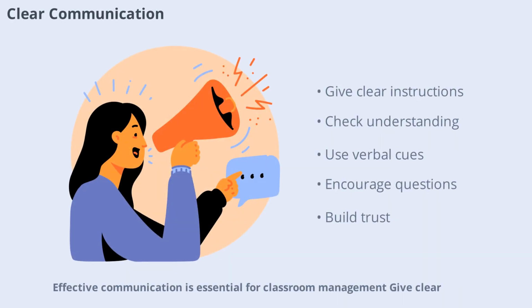Effective communication is essential for classroom management. Give clear, concise instructions and check for understanding. Use both verbal and nonverbal cues to guide students. Encourage questions and provide feedback promptly. When students know what to do and feel comfortable asking for help, they are more likely to stay on task and less likely to act out. Good communication also builds trust and respect in the classroom.